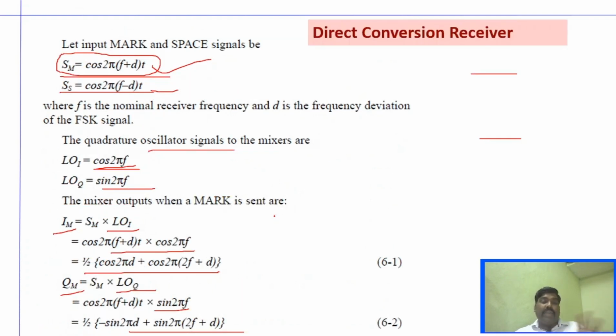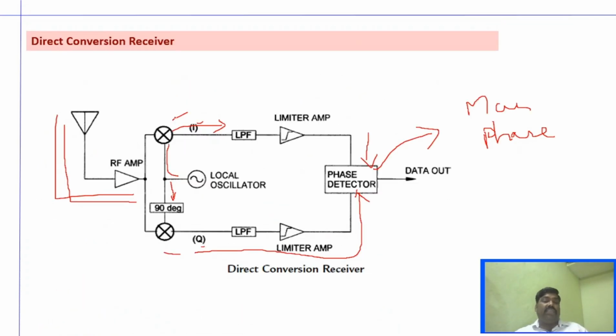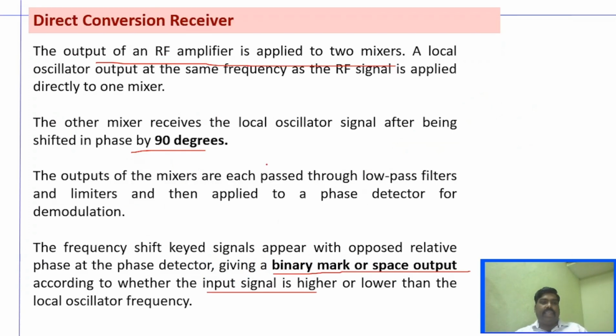So this is the mathematical expression, but as I said, the working is very simple. The signal will be received, amplified, and then multiplied with the local oscillator signal directly and also with phase shift, and then it will be band limited, amplified and sent to the phase detector, right?